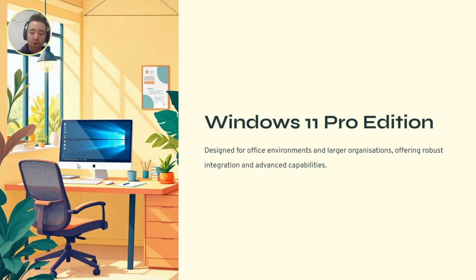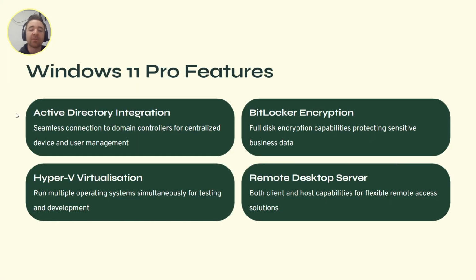Windows 11 Pro, you can see there's a bit less detail here, right? And that's intentional. I'm doing that on purpose to guide you as to what you need to focus on. Windows 11 Pro is similar to Windows 10 Pro, designed for office environments and larger organizations. It offers a lot of the similar things. So we now have Active Directory integration. We can connect to domains, essentially, right?